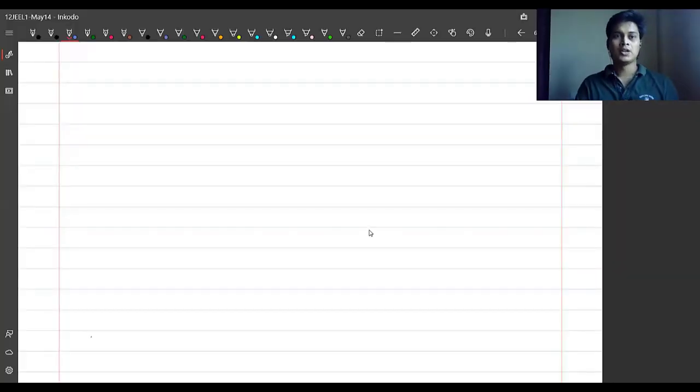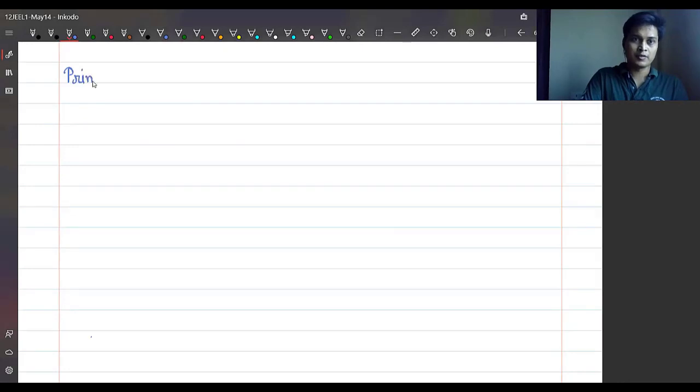Hello everyone. We'll continue with electrostatics. In the previous lecture, we have learned the properties of charges and Coulomb's law. Today we'll also study the principle of superposition. Combining that with Coulomb's law, we'll be able to solve a lot of numericals. So here comes the principle of superposition.